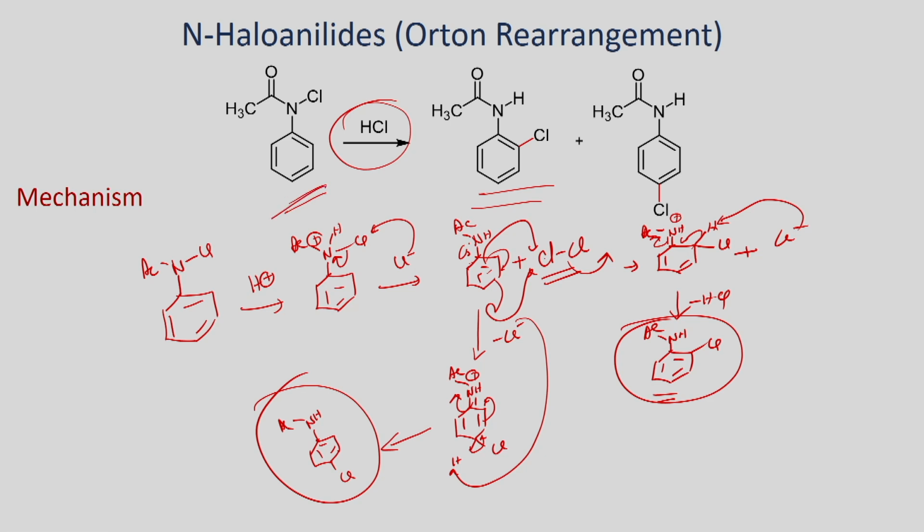Therefore, if you have the N-chloroacetanilide, when you react it with hydrochloric acid, you will be able to form the ortho and para-chloro derivatives. Once you form these, you can do hydrolysis using acid or base, then you will be able to get the ortho or para-chloroaniline as the product.